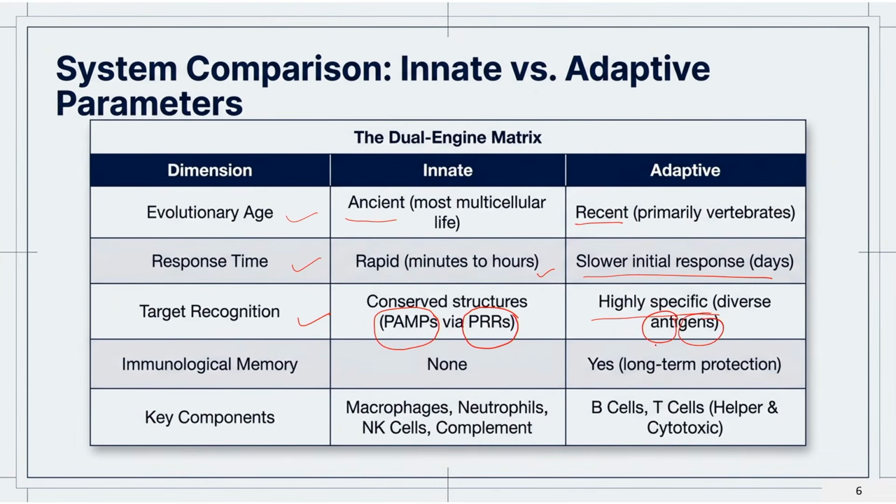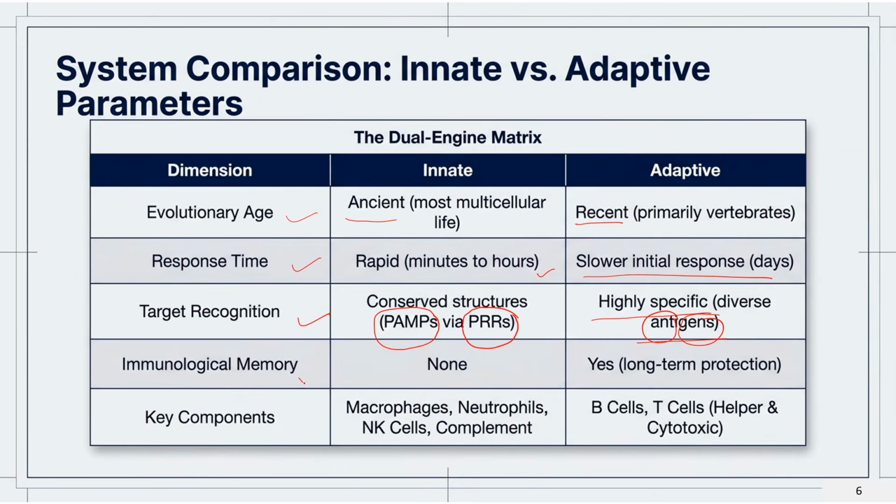Antigen stands for antibody generator, and these antigens are actually foreign molecules. They are very diverse in nature, and to fight those antigens, every time we need a new antibody, and the host immune system can synthesize it in a very specific way. So these are very specific and very dynamic in order to fight against a changed antigen.